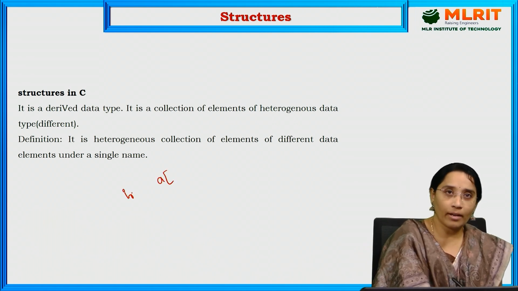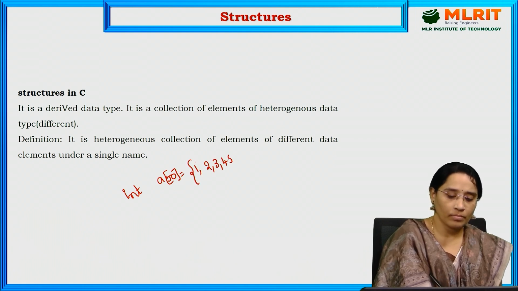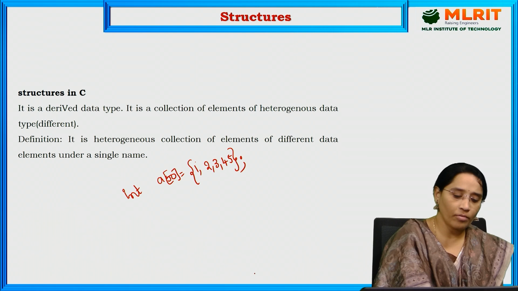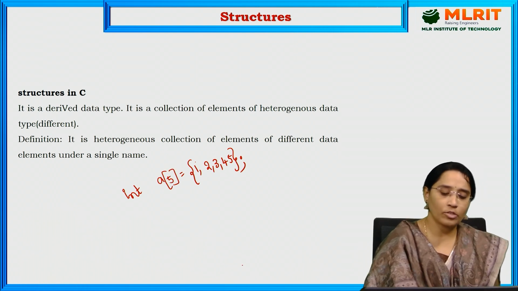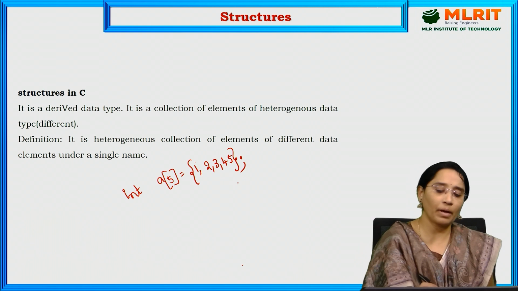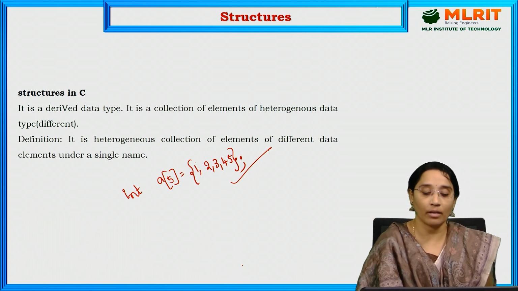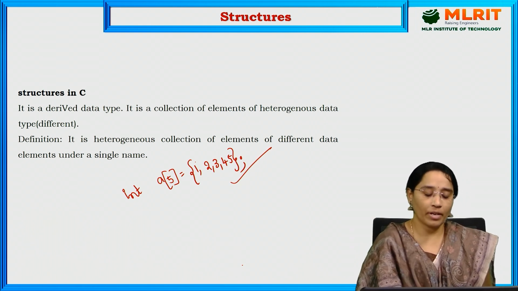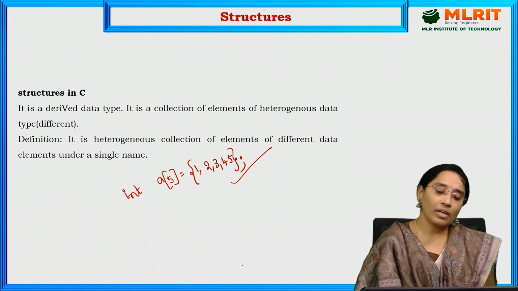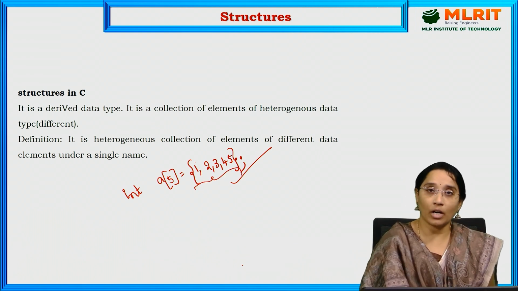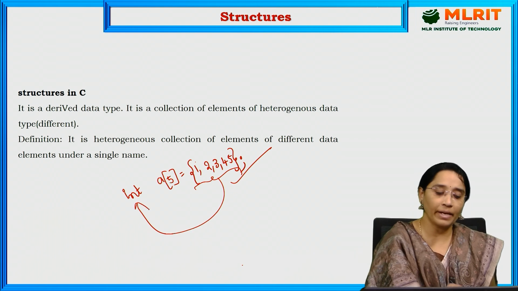How to declare an array? int a[50], or else int a[5]. int a[5] = {1, 2, 3, 4, 5}. This is compile time initialization of a 1D array. So what is an array? All the elements must be of the same type. So here 1, 2, 3, 4, 5 are the elements that are of type integer.